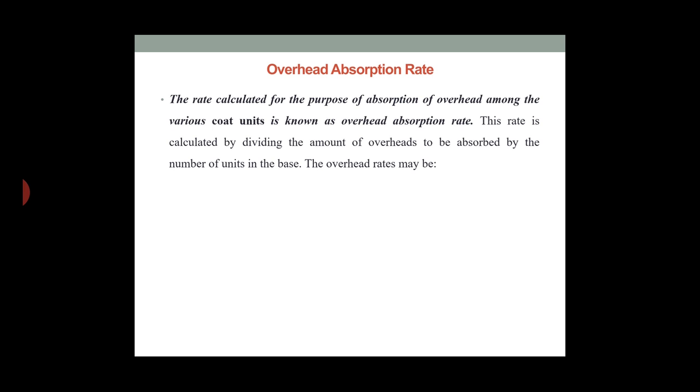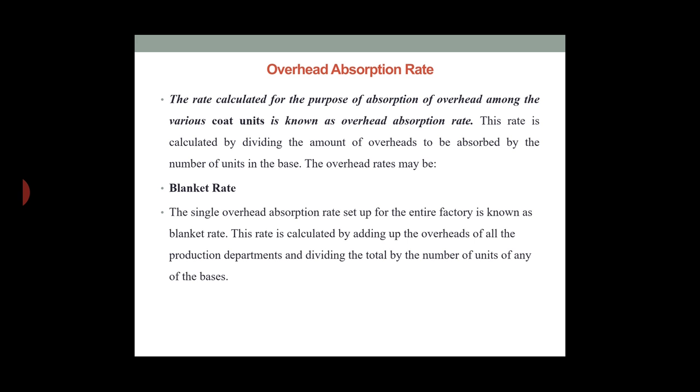The overhead rate may be a blanket rate. The single overhead absorption rate set up for the entire factory is known as blanket rate. This rate is calculated by adding up the overhead of all the production departments and dividing the total by the number of units of any of the bases. Blanket rate is equal to total factory overheads divided by total number of units of base for the factory.